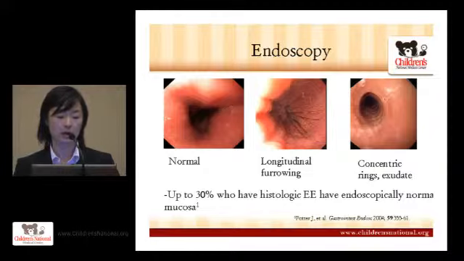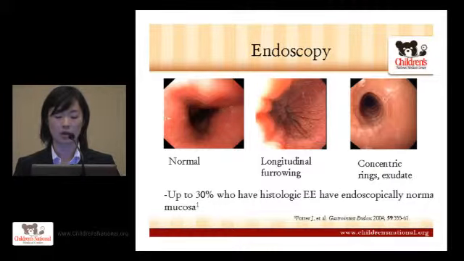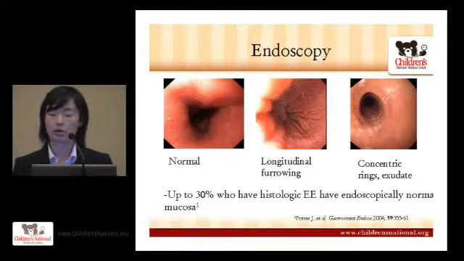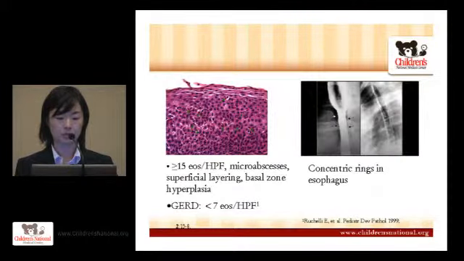You can see on the left panel, that's a normal esophagus, nice pink, smooth mucosa. The other two panels show some characteristic findings on endoscopy, and that includes longitudinal furrowing as well as trachealization of the esophagus and exudates. But I will mention that up to 30% who have histologic findings consistent with EE have grossly visually normal mucosa. So really, it's the biopsies that are key.